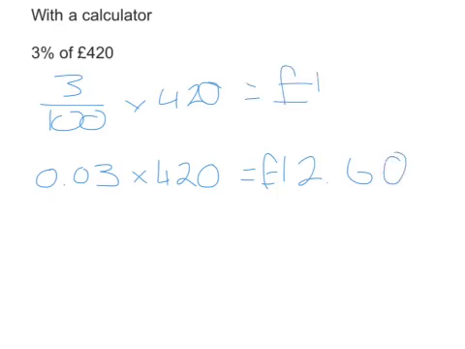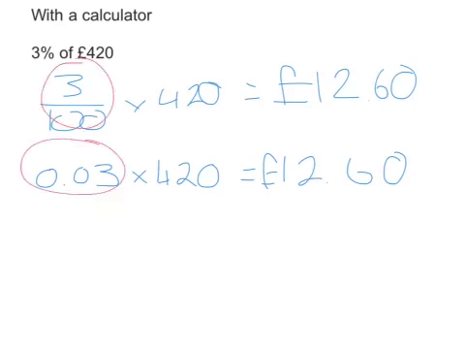Okay, and both of these answers will get you the same thing, because this 3 over 100 and this 0.03, they are equivalent. Okay, we're talking about equivalents of fractions, decimals, and percentages. 3% as a fraction is 3 over 100, and as a decimal is 0.03. They're all equivalent. Okay, great.